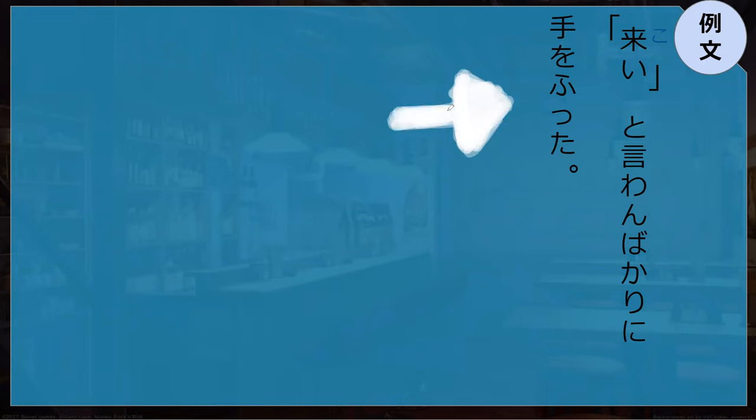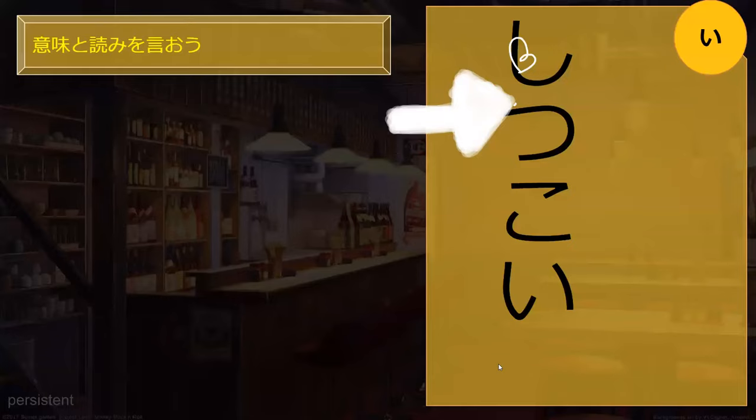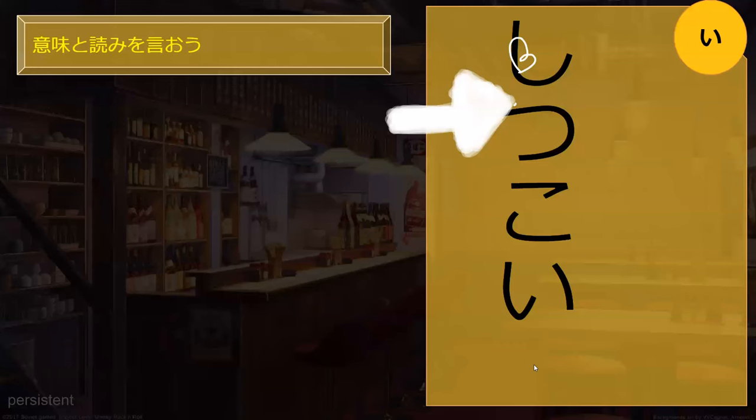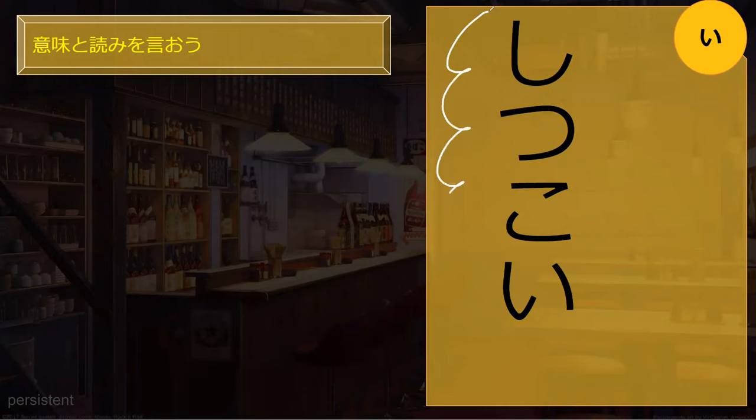Alright. So here it's used in a case where it says iwan bakari ni, as if to say "come," but he didn't say come. He said it as if to say come. He now gestures with his hand, te o futta. He waves the hand. Yeah. So it's exactly what he did earlier with shrugging the shoulder. Exactly. But it makes it more literal rather than being insinuated by context.